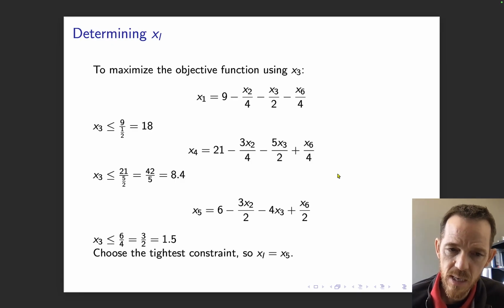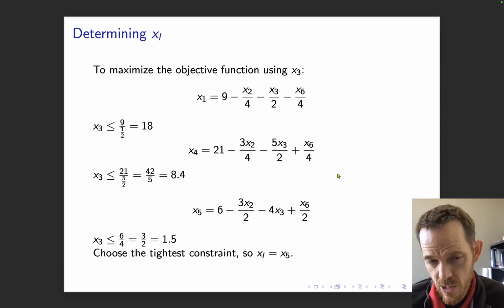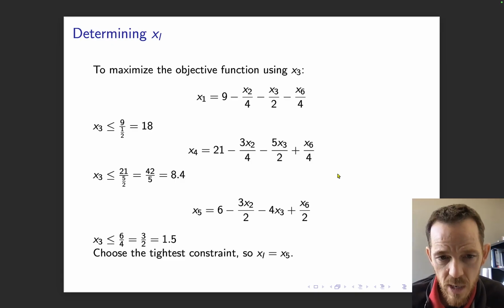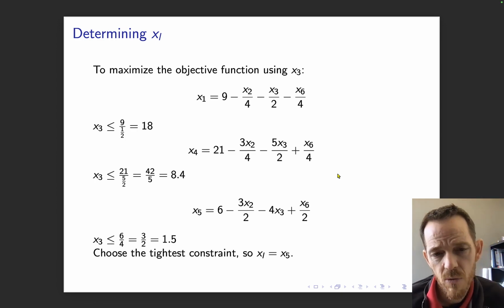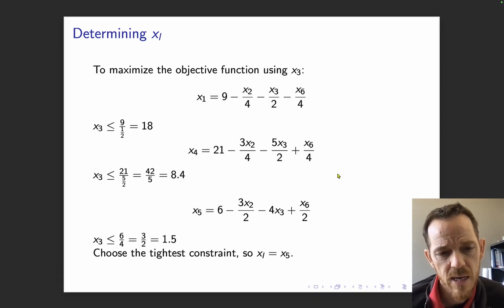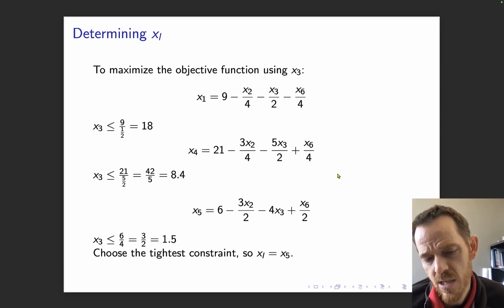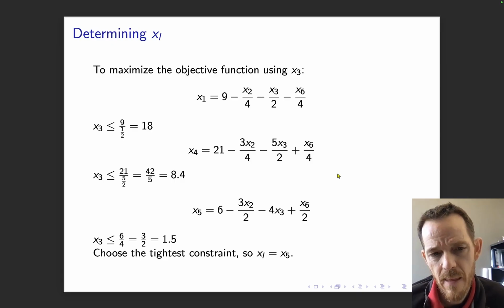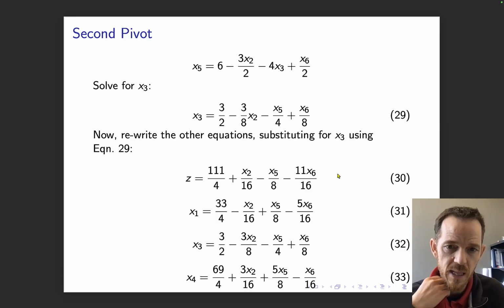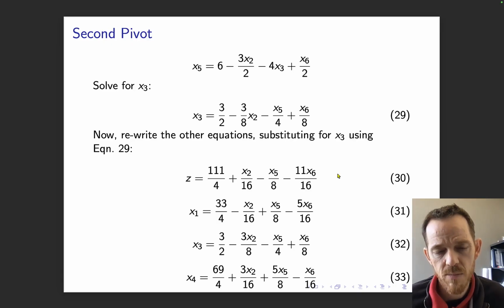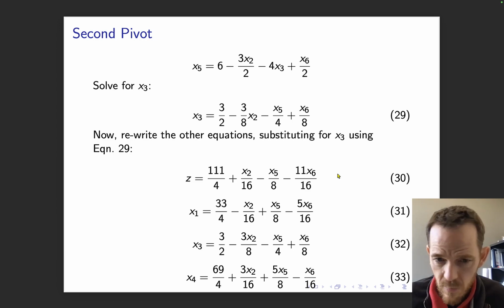x sub 3 has to be less than or equal to 18 for the equation setting x sub 1, whereas it needs to be less than or equal to 42/5 for x sub 4. For x sub 5, it needs to be less than or equal to 3/2, the last equation. So we're going to use x sub 5 as our leaving variable because it's the tightest constraint. And so once again, we're going to solve that last equation for x sub 3, which is our entering variable, and then we're going to rewrite all the equations again.